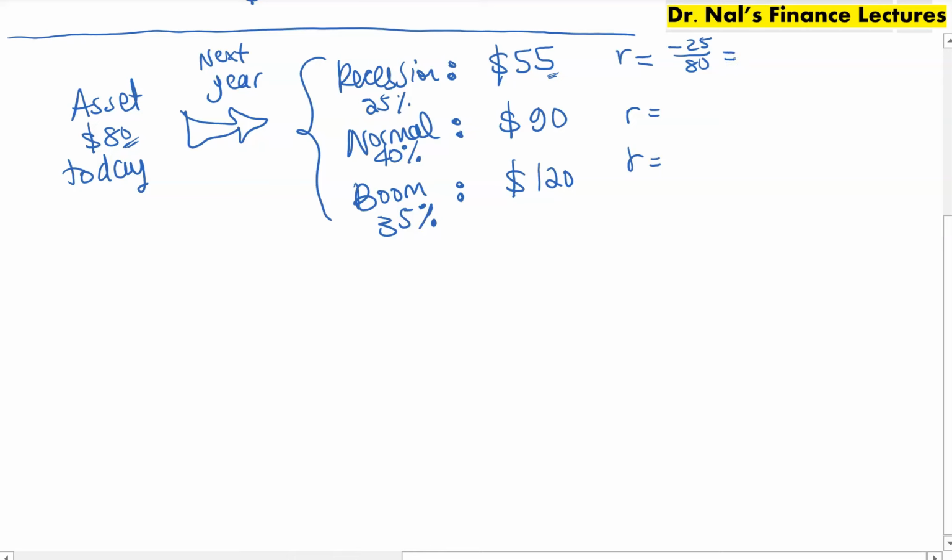So in a recession, our asset will lose 31.25% of its value, minus 31.25%. With a 40% chance there will be normal economic conditions, and then the stock price will go up to $90. That will be 90 minus 80, a $10 profit out of an $80 investment. 10 over 80 is a 12.50% positive return on our investment.